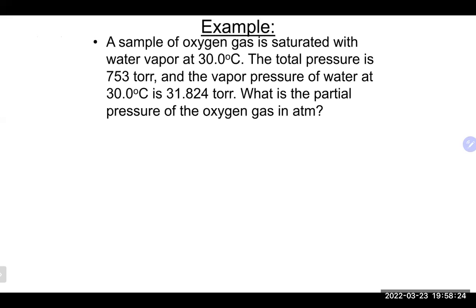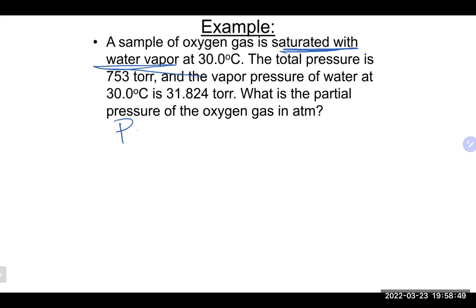What we see here is a sample of oxygen gas saturated with water vapor at 30 degrees Celsius. And those words, saturated with water vapor, are the key to knowing that we're dealing with this situation. Collected over water is another way it's commonly referred to. The total pressure is 753 torr. The vapor pressure of water at 30 degrees is 31.824 torr. What is the partial pressure of oxygen?